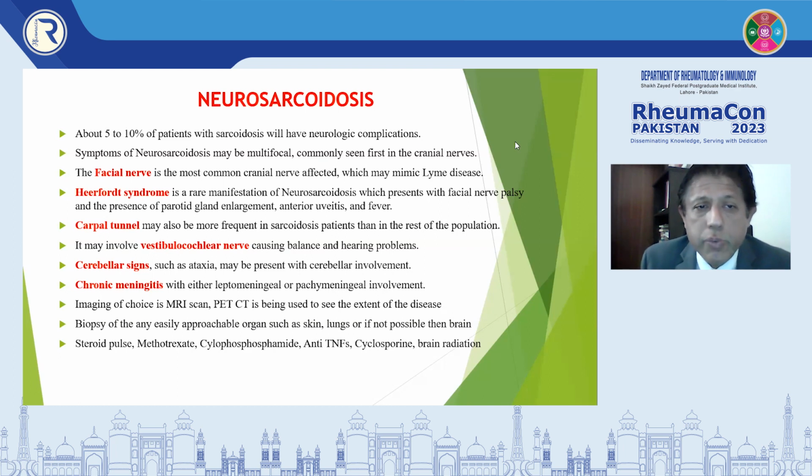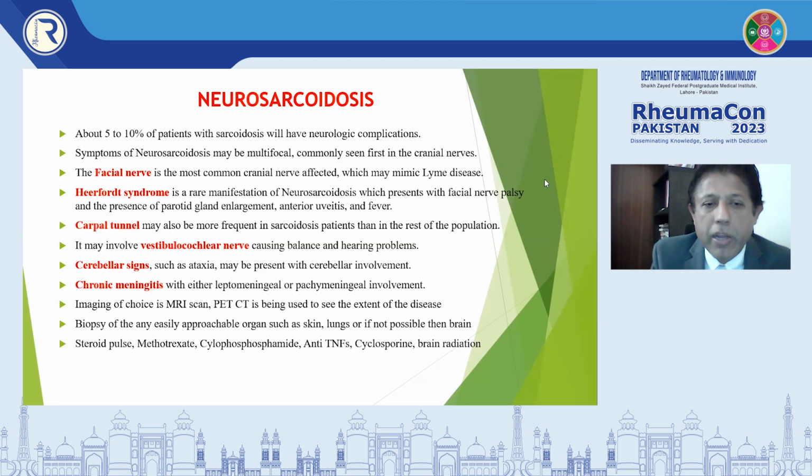Heerfordt syndrome is a rare manifestation of neurosarcoidosis with facial nerve palsy along with parotid gland enlargement, anterior uveitis, and fever. Needs treatment. Carpal tunnel syndrome can be present. Vestibulocochlear nerve involvement can give balance and hearing issues. Cerebellar involvement, such as balance issues with ataxia. Chronic meningitis can present with leptomeningeal or pachymeningeal involvement.